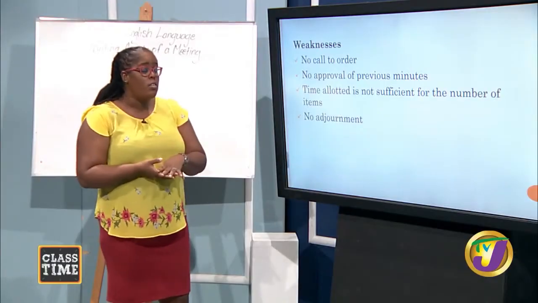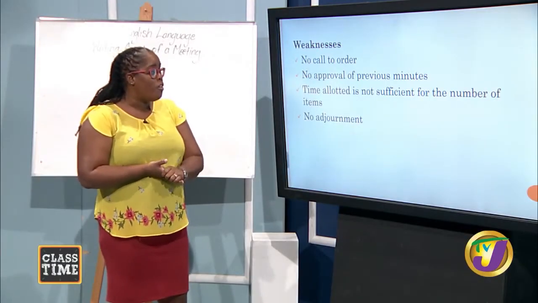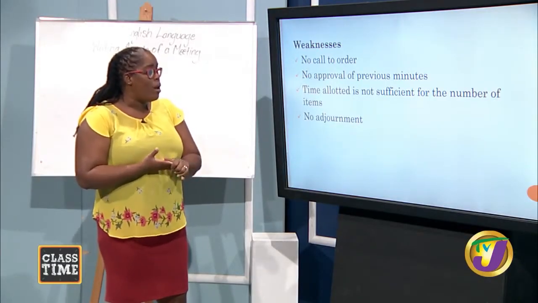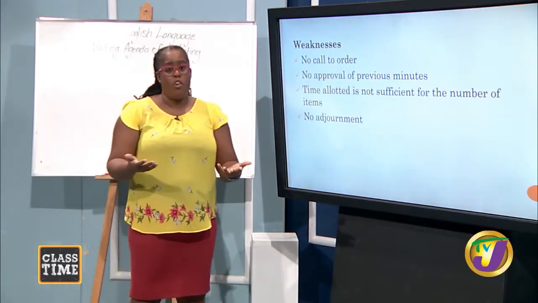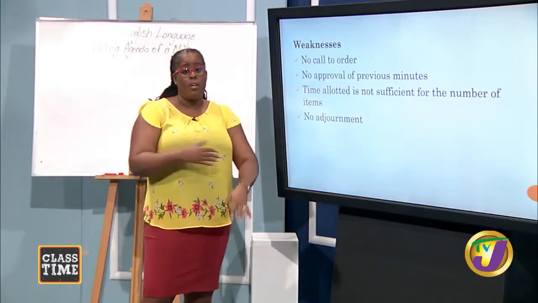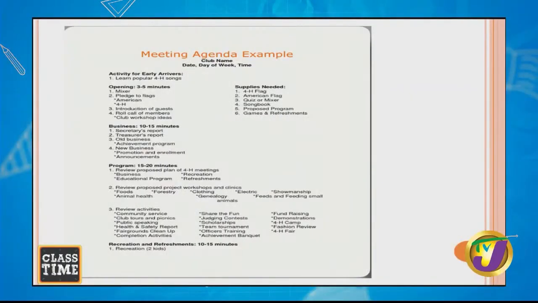Weaknesses: no call to order, no approval of previous minutes, time allotted is not sufficient for the number of items, and there was no adjournment. Remember, the adjournment is very, very important because you want to know who were the persons who moved for the meeting to be adjourned, because these are important things that should be included in the minutes of the meeting.